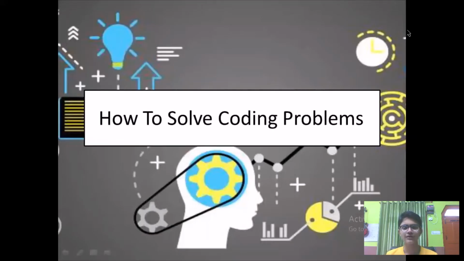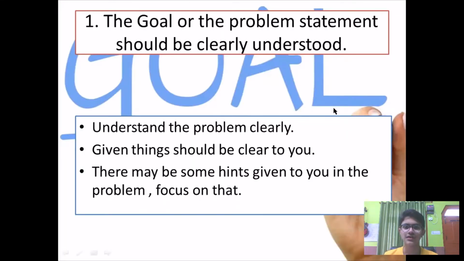Let us see how to solve coding problems. Guys, I'll be giving you some steps which you should follow while solving programming problems. The first step is to understand the problem statement clearly. Read it as many times as it is needed for you to understand it. You should have a complete idea of the goal of the program you're creating, guys.